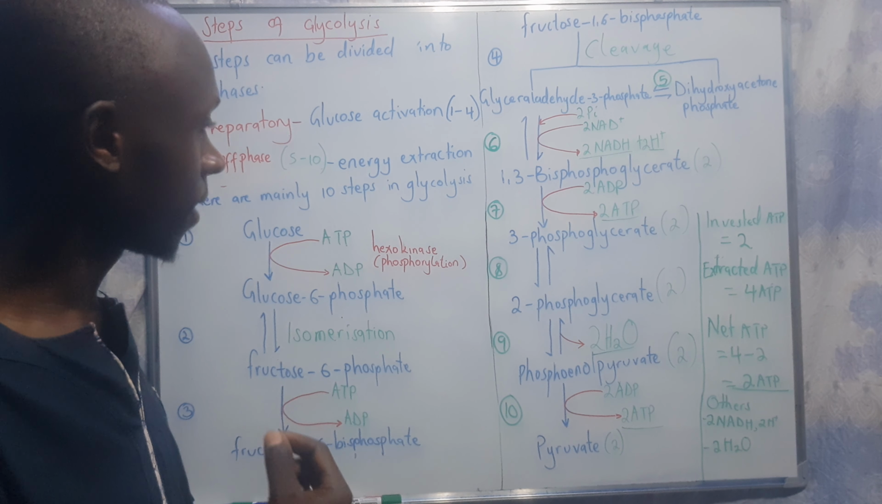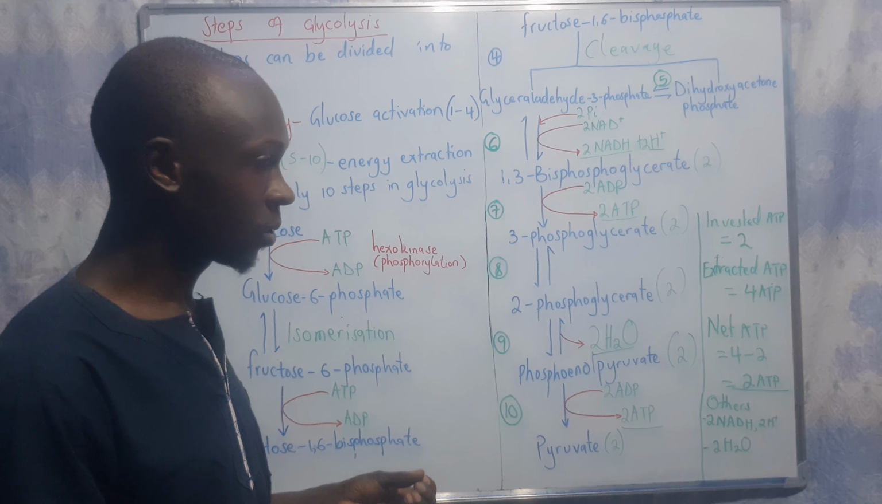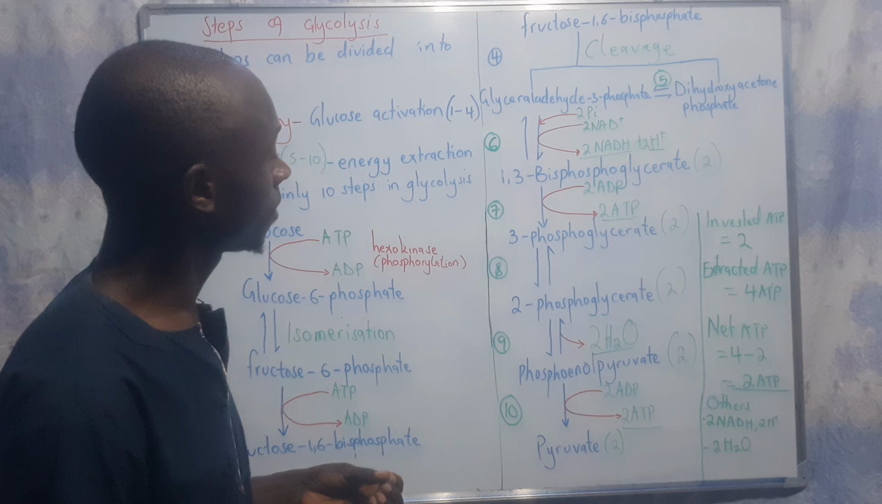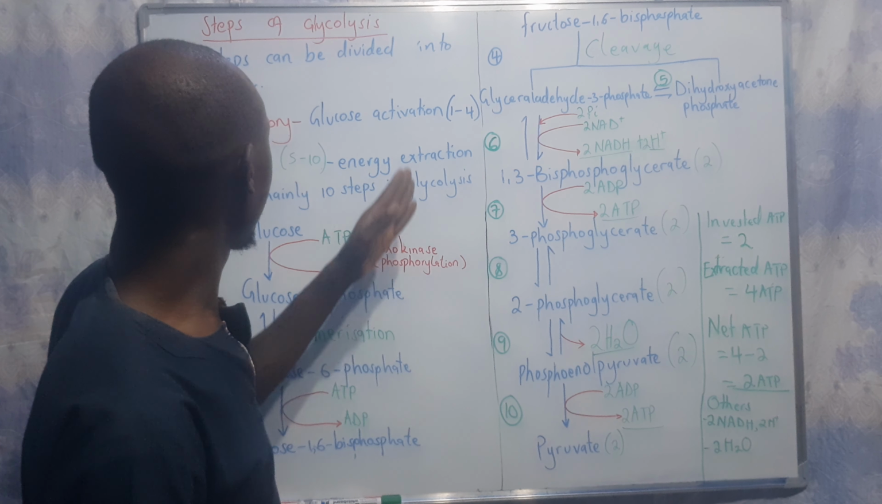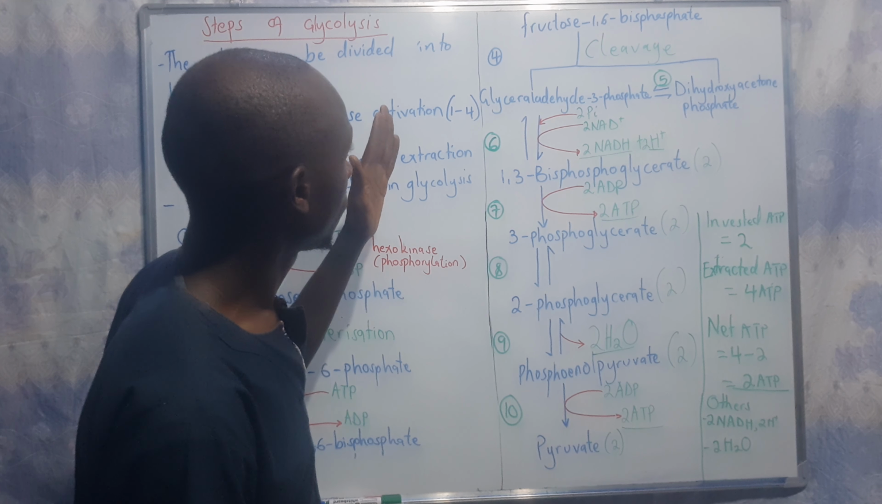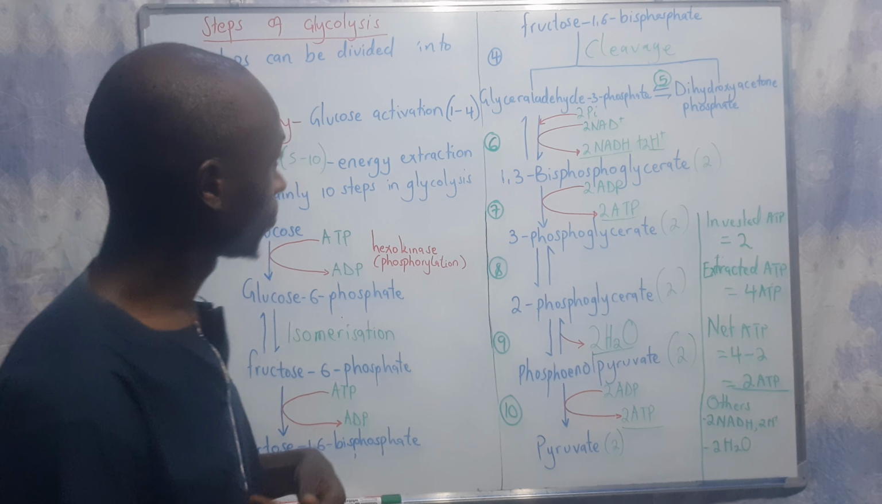If you make an investment, you expect an outcome. Once you put in transport money to go to work, you expect some payment at the end of the day, or at the end of the month. So we are getting to the payoff stage. ATP has been utilized, so what is going to be paid off at this stage?